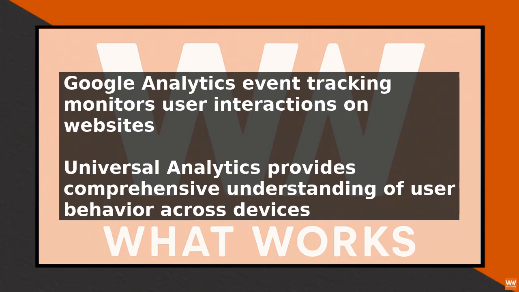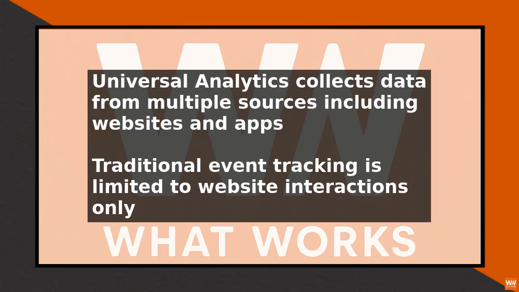The first step in comparing these two is to examine the differences in data collection. Universal Analytics uses a more robust tracking code that can collect data from multiple sources, including websites, mobile apps, and offline interactions. In contrast, traditional event tracking is limited to website interactions.